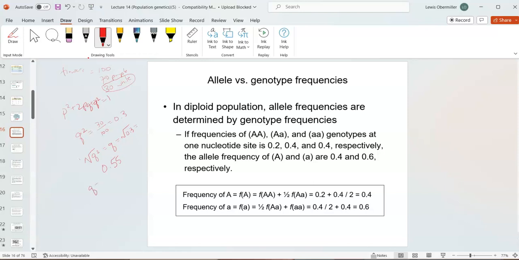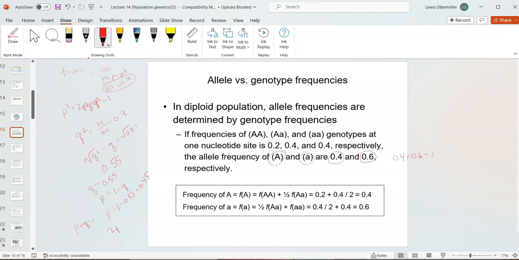So if q equals 0.55, then p must equal 1 minus q, because the frequency of big A and little a, if big A is 40%, then little a has to be 60%, because together they have to equal 100%. So we know that P plus Q must equal 1. If we rearrange this equation, it tells us that P equals 1 minus Q. So P is going to equal 1 minus 0.55, which is going to be 0.45.